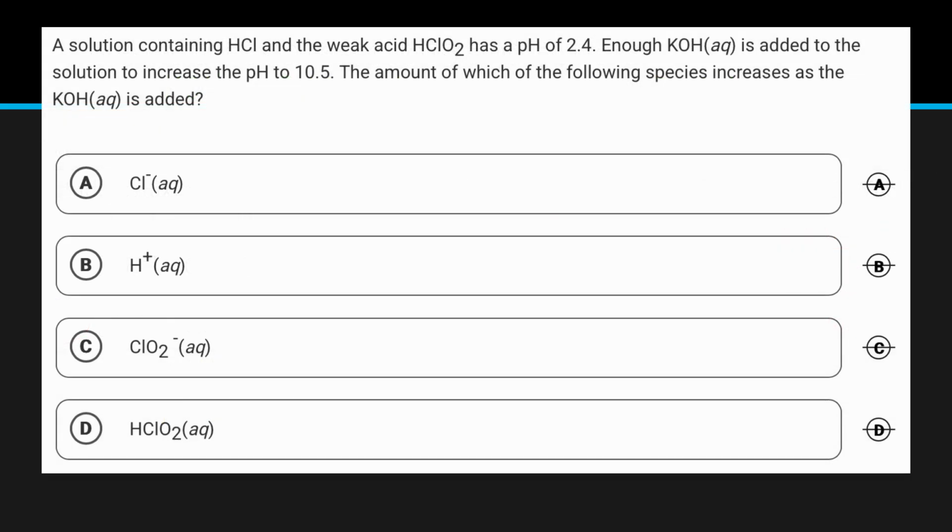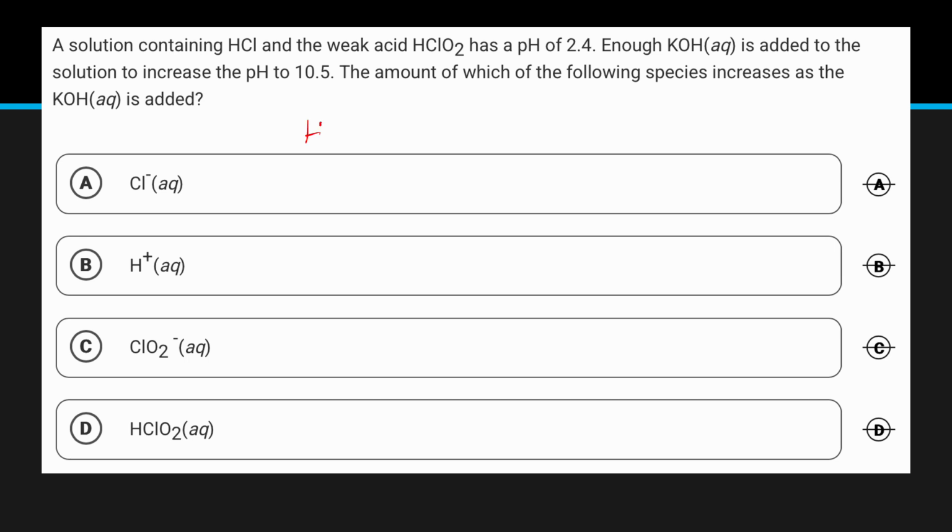All right, so we have an acidic solution of HCl and HClO2. It's saying we add a bunch of KOH to get the pH up to 10.5. The amount of which of the following species increases as KOH is added? So first, let's look at what happens to HCl when we add KOH.